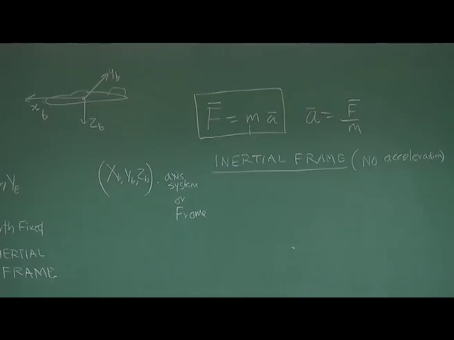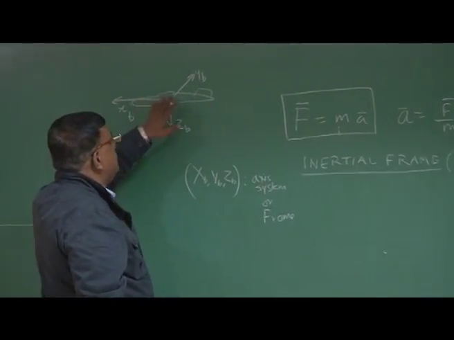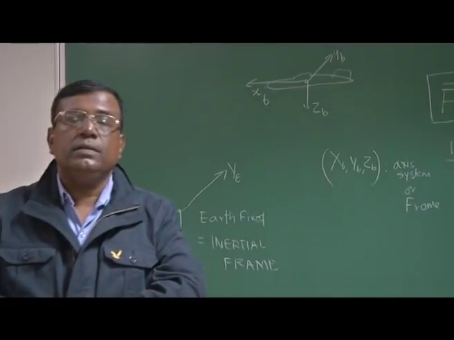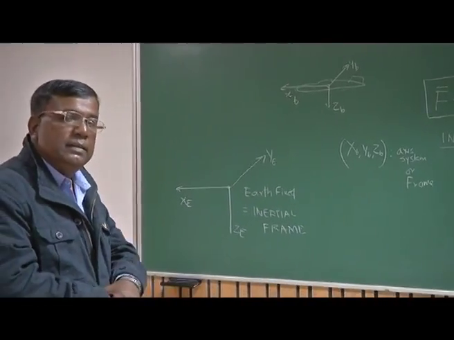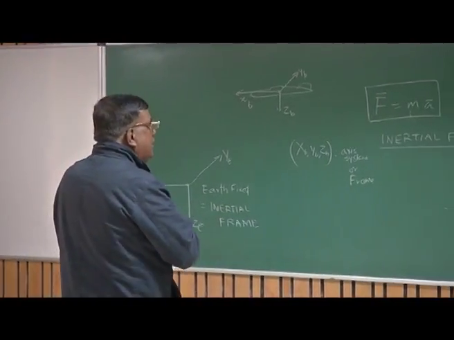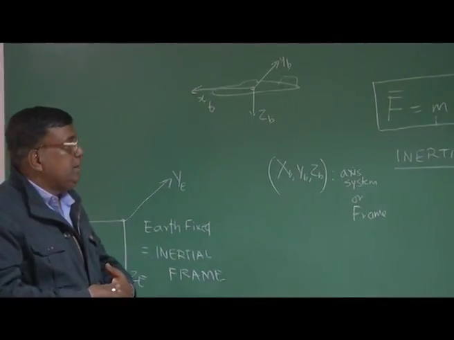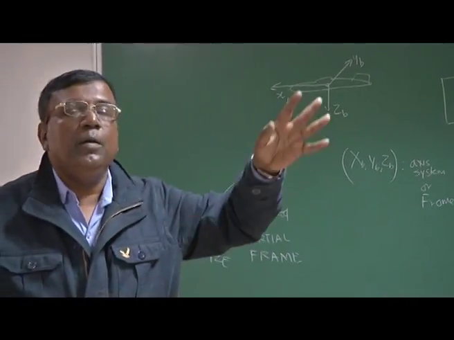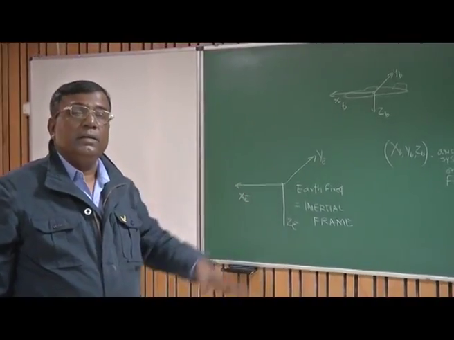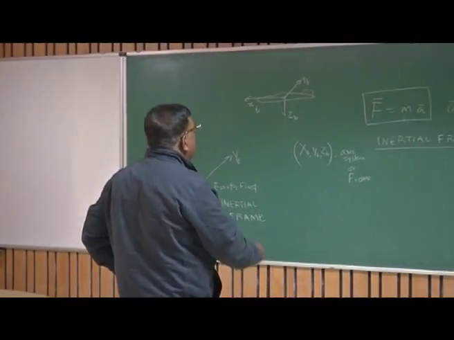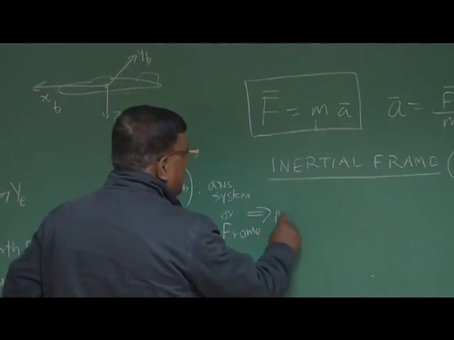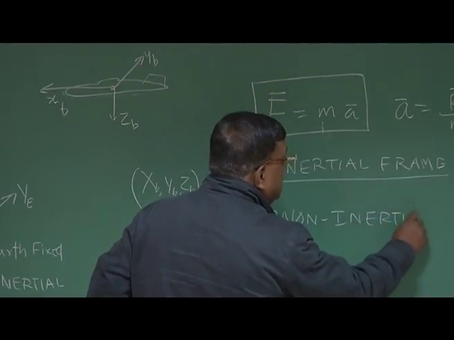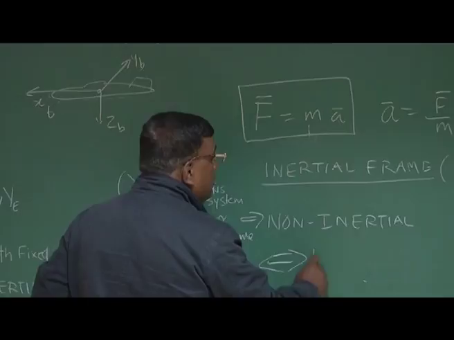That means if I am measuring anything with respect to xb, yb, zb, can I tell that it's an inertial frame? So what is the question we'll ask? Does this frame have any acceleration? If it doesn't have any acceleration, then we say it is an inertial frame. But check here, since it is body fixed, the body is moving, body will have rotation, body will have acceleration, both angular as well as translatory. So definitely xb, yb, zb is non-inertial. In fact, in textbooks they write rotating frame.